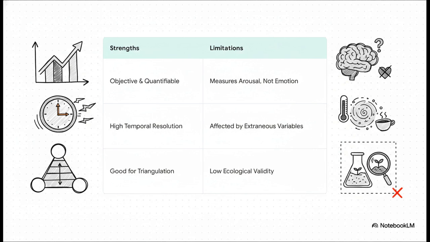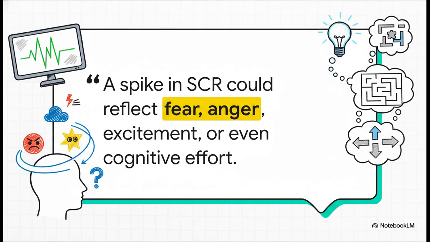But the limitations are pretty major. As we've said, it measures general arousal, not a specific emotion. It could be thrown off by random stuff like the room temperature, and let's be honest, studies in a lab might lack ecological validity. This quote right here really nails the main limitation.